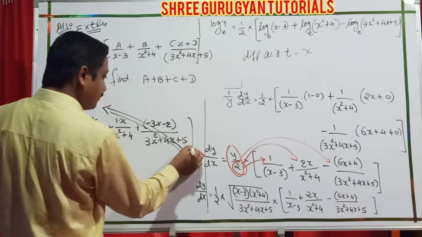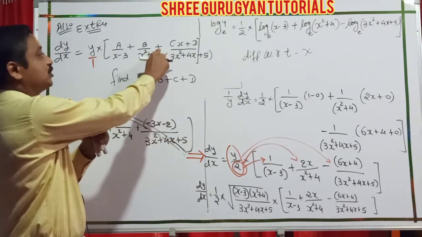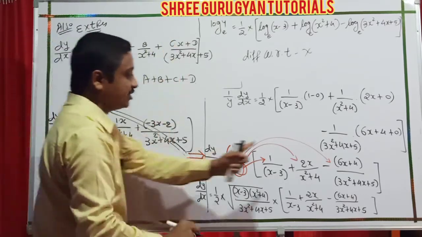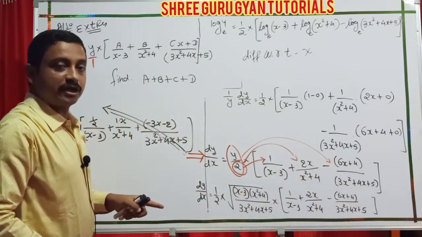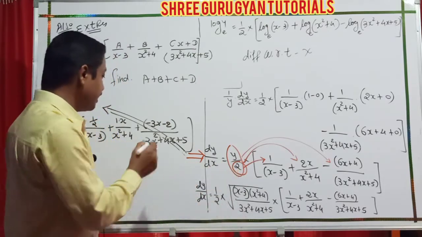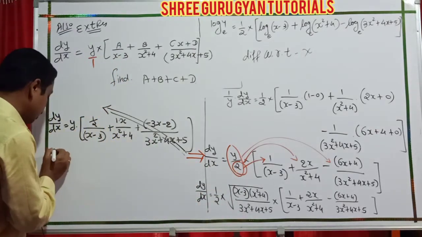Students, why have I written plus here? According to the question, plus is given here. So I converted this minus 2 inside, and 6x plus 4 divided by 2. And now check out what the total value is.